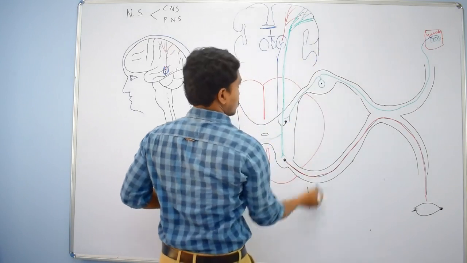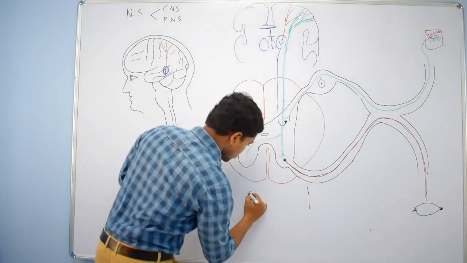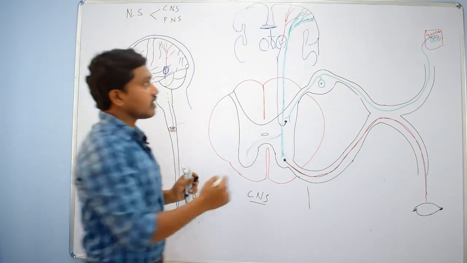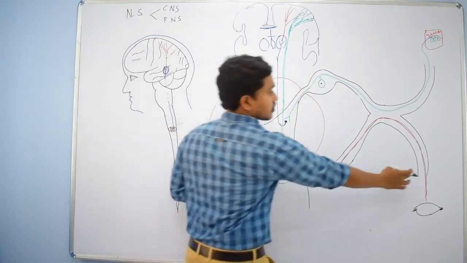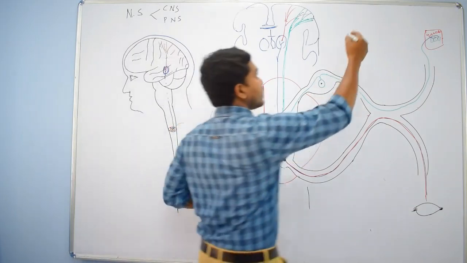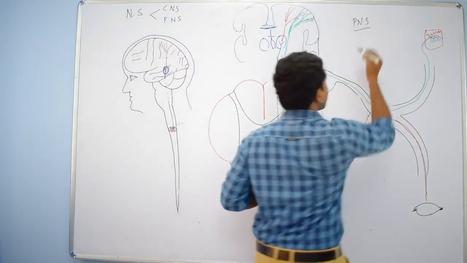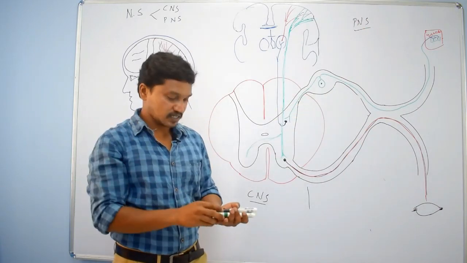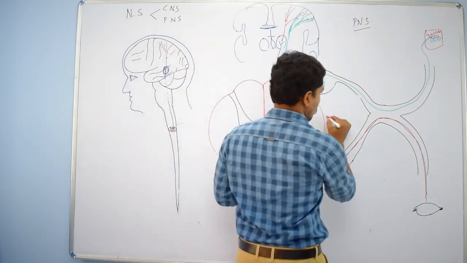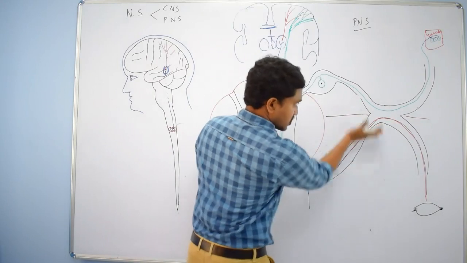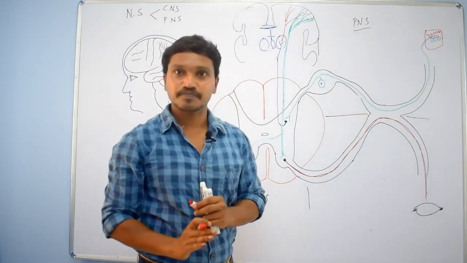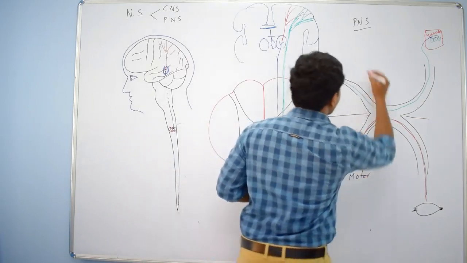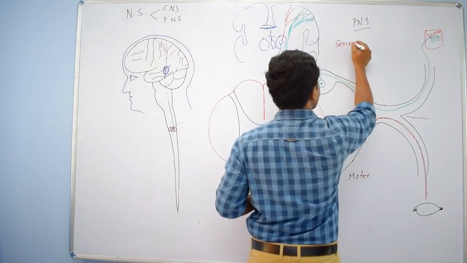Till here, this is the brain and this is the spinal cord. What is this? This is the CNS, that means the central nervous system. And from here, what is this? PNS. Of course, this PNS is divided into the motor system and the sensory system. This is the motor system and this is the sensory system.